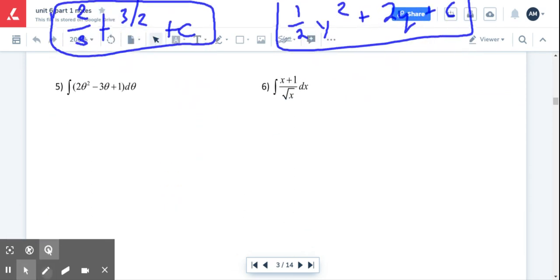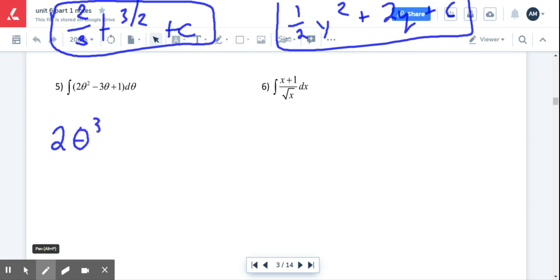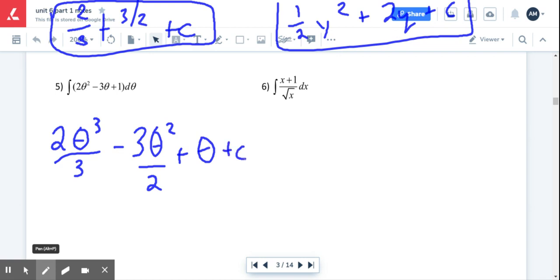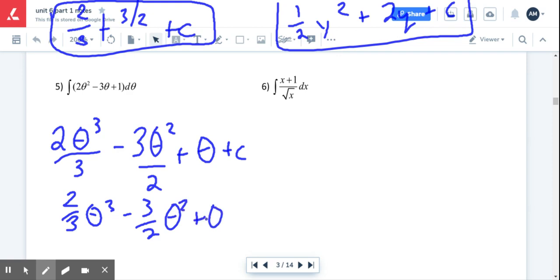Moving down. So this is theta. That's just the variable we're using in this one. So we've got 3 terms. Just take the antiderivative of each term. So the first one is 2 theta, add 1 to the exponent, divide by the new exponent, and then minus 3 theta, add 1 to the exponent, divide by the new exponent, plus 1 theta plus c. So then that just leaves us with 2/3 theta cubed minus 3/2 theta squared plus theta plus c.